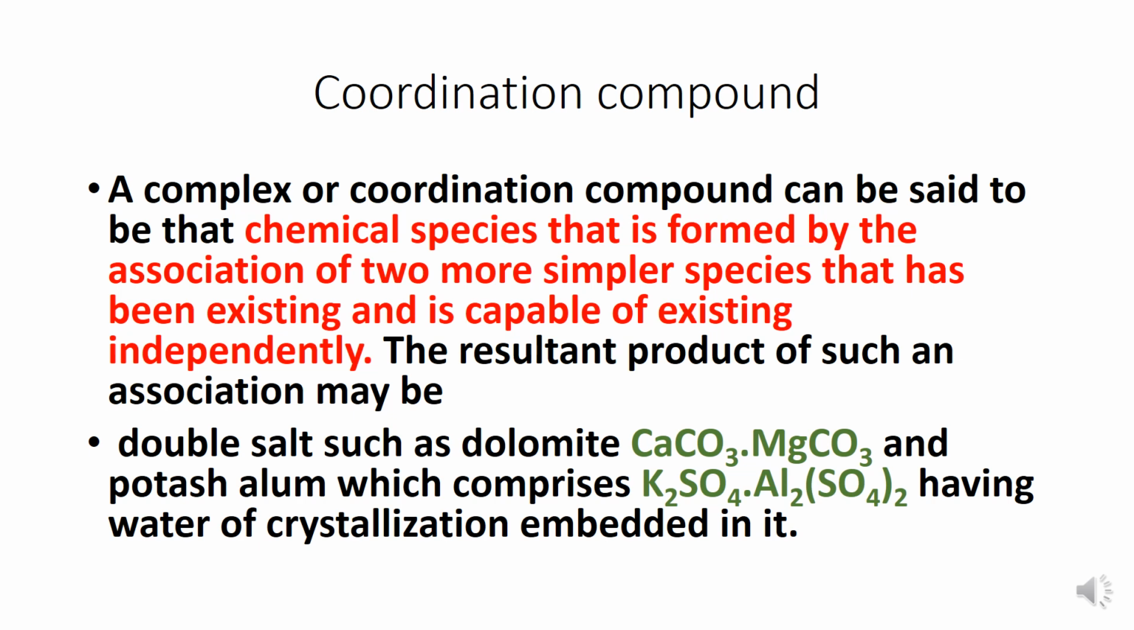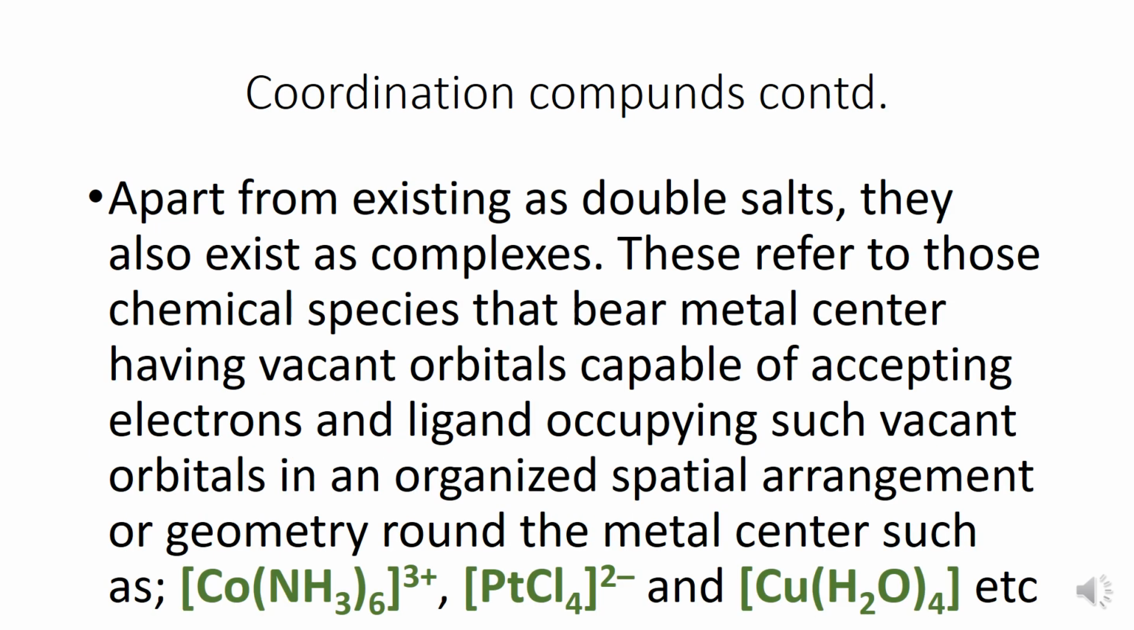So by definition, we can say a complex or coordination compound is that chemical species that is formed by the association of two or more simpler species that have been existing and are capable of existing independently. The resultant product of such an association may be a double salt such as dolomite and potash alum having water of crystallization embedded. Apart from existing as double salts, they also exist as complexes.